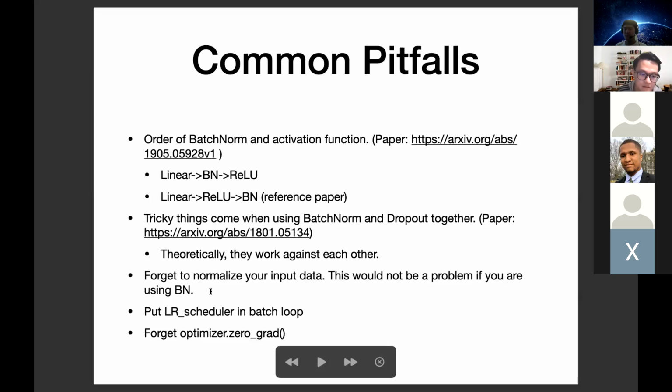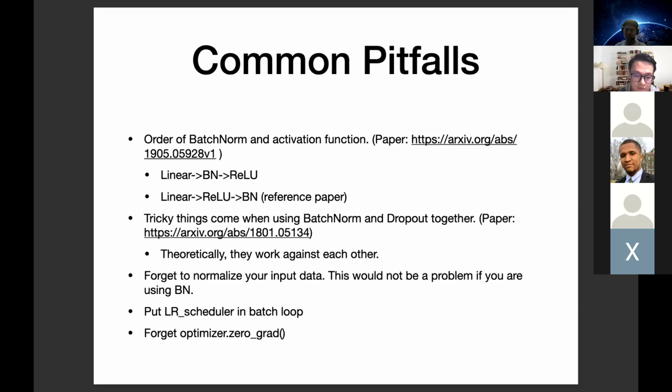The next thing is you may forget to normalize your input data. If you are training on image data, you may need to get the image mean and standard deviation. If you train your model on CIFAR-10 or CIFAR-100, the mean and the standard deviation will be different, so you need to be careful about this. But if you are using batch norm, this would not be a problem.